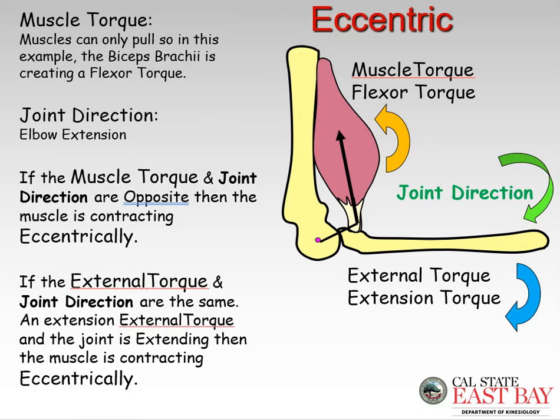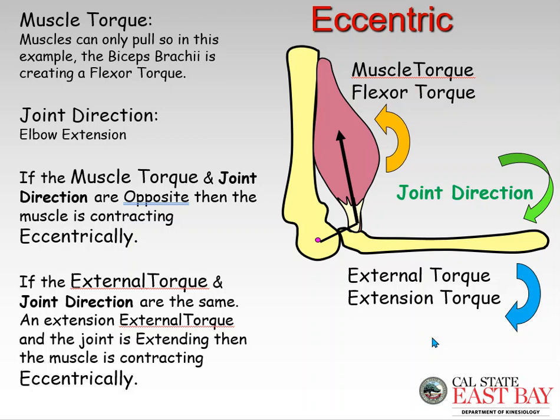So, a visual. Eccentric contractions, with the same setup. The muscle torque is a flexor torque for the bicep curl. The external torque is an extensor torque. And in this example, the joint is extending. The muscle torque, again: muscles can only pull or shorten. So the biceps brachii is still trying to create a flexor torque. The joint direction is extension. If the muscle torque and the joint direction are opposite, the muscle is contracting eccentrically. So you have a flexor torque and your joint is extending: an eccentric contraction.